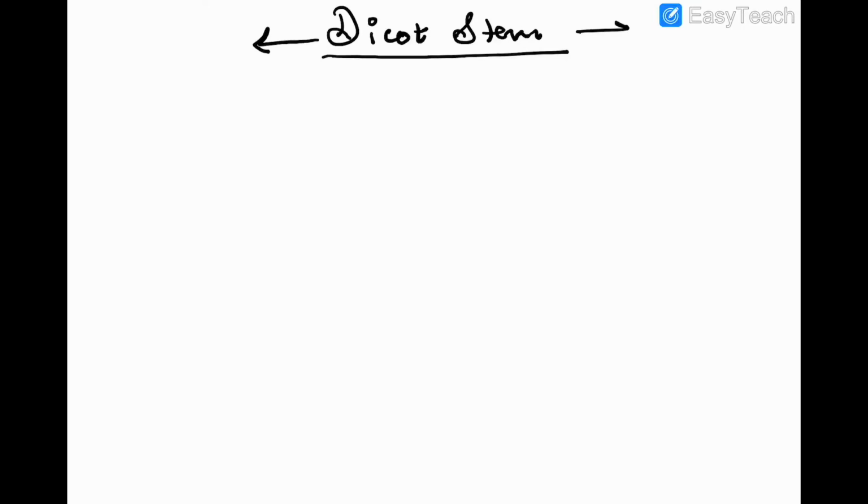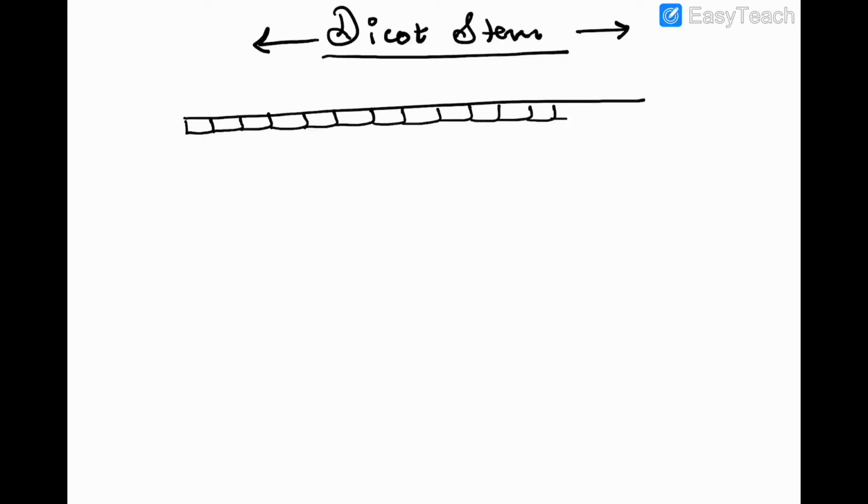Now let us study about dicot stem. We have covered the roots and now we are talking about the dicot stem. If we look at the diagram of the dicot stem, the first layer again would be the epidermis.